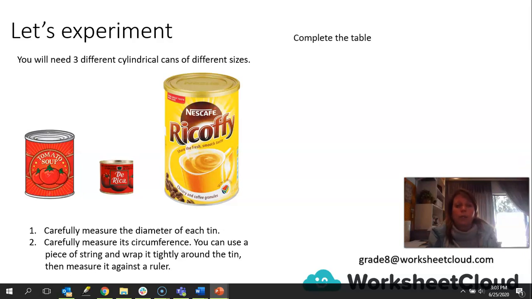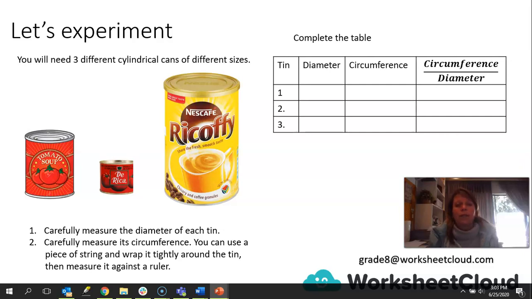Okay, so now we're going to put this on a table. And here we have a table. For tin 1 we got a diameter, sorry, we need to convert when we do this part to 4 decimal places.